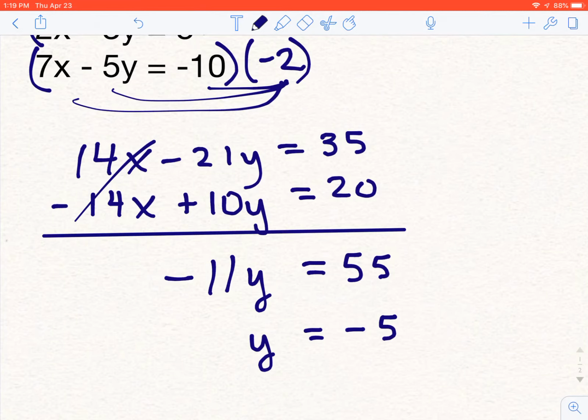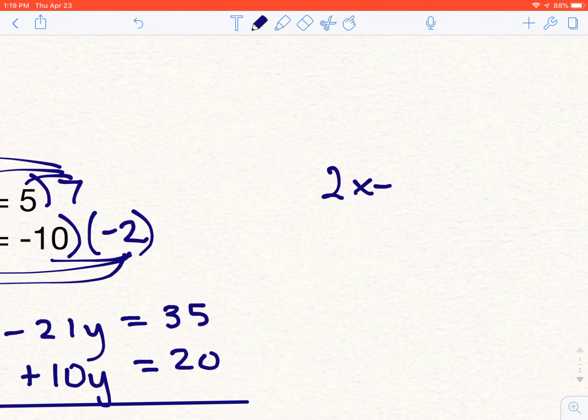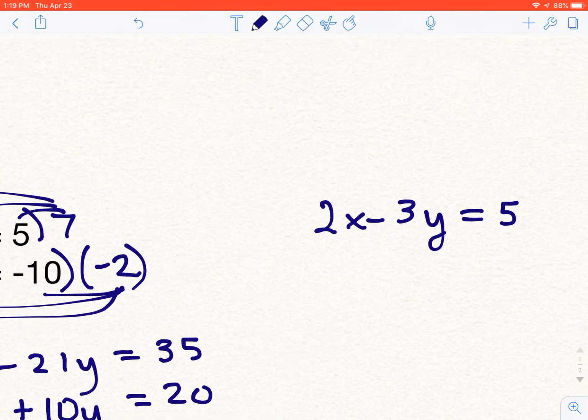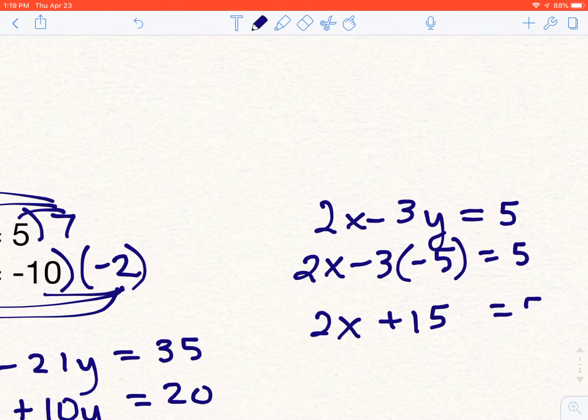Now I need to go back and find x, because I always need to write my answer as a point. I'm going to pick the first equation just because the numbers are a little smaller, and I didn't do this one ahead of time. I did find the answer ahead of time, but I didn't do the math ahead of time, and my calculator is not handy. So 2x minus 3y equals 5. I'm going to put negative 5 in for y, so 2x minus 3 times negative 5 equals 5. Negative 3 times negative 5 makes plus 15, so 2x plus 15 equals 5.